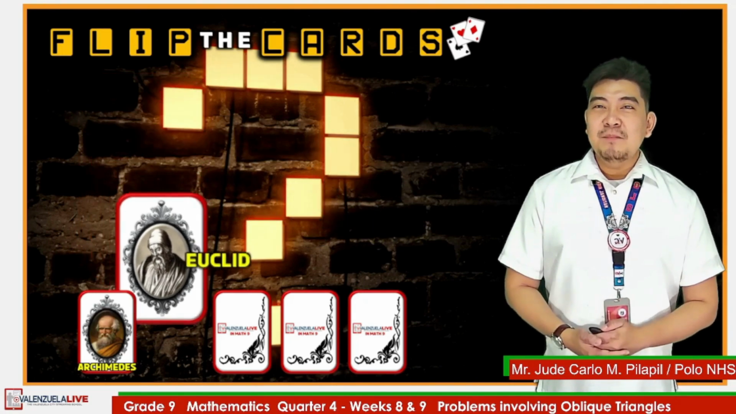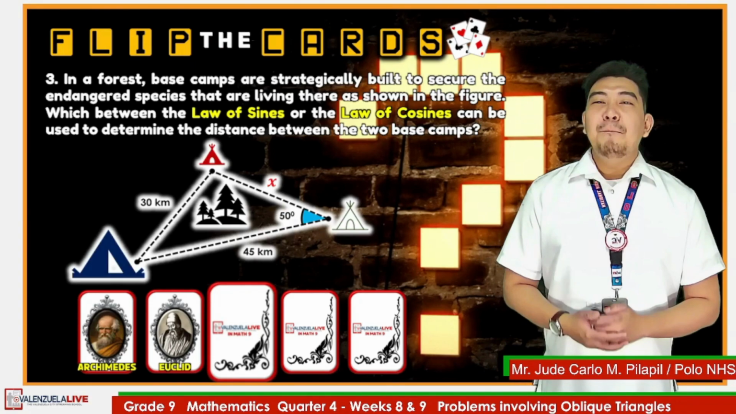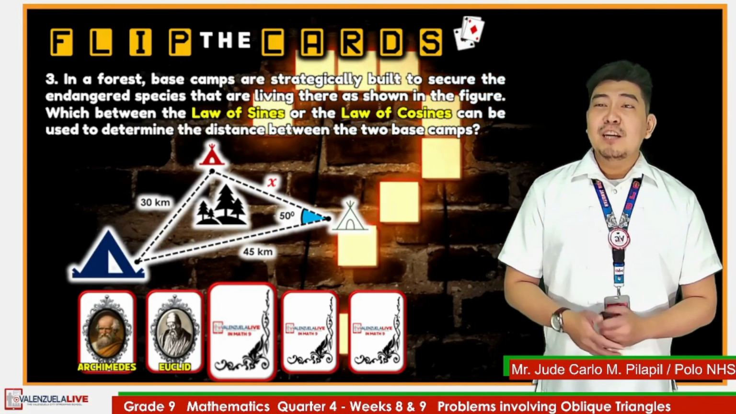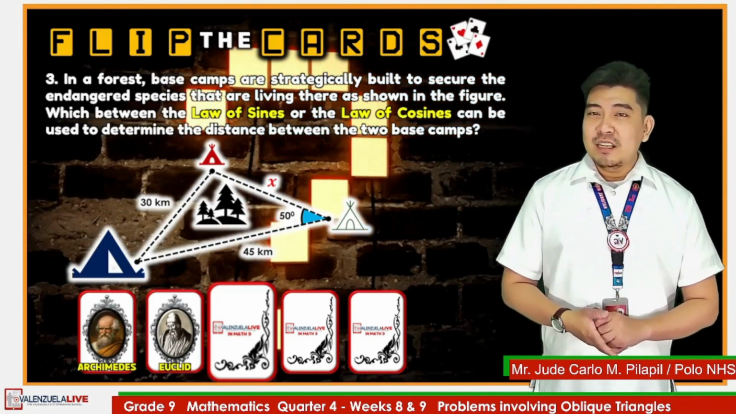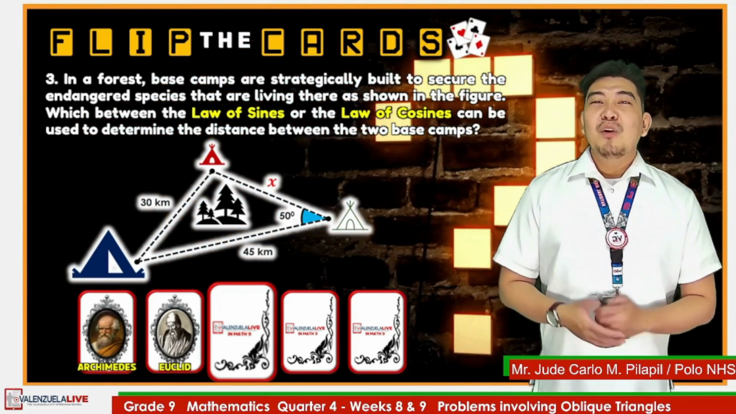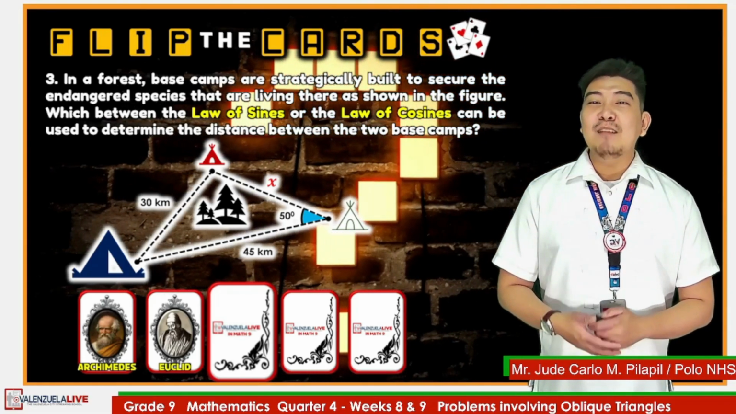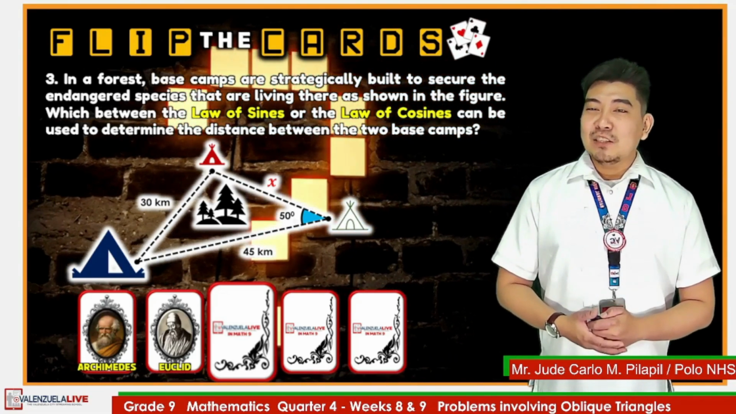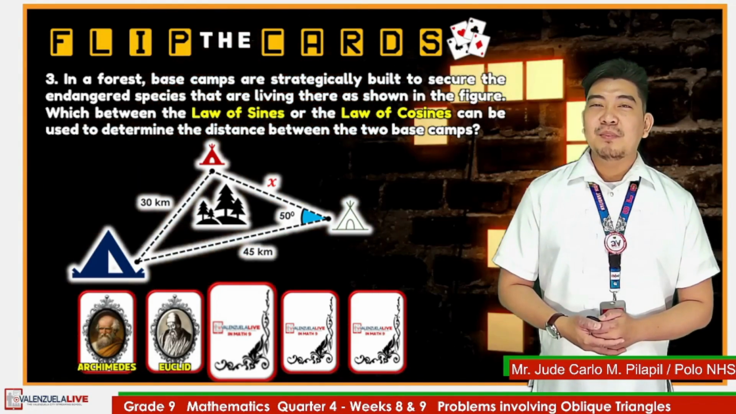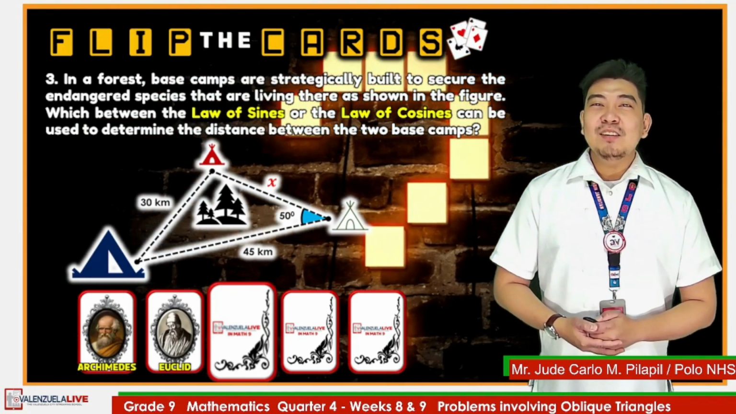Item number 3 goes like this. In a forest, base camps are strategically built to secure the endangered species that are living there. As shown in the figure, which between the law of sines or the law of cosines can be used to determine the distance between the two camps? What do you think is the answer? 10 seconds starts now.